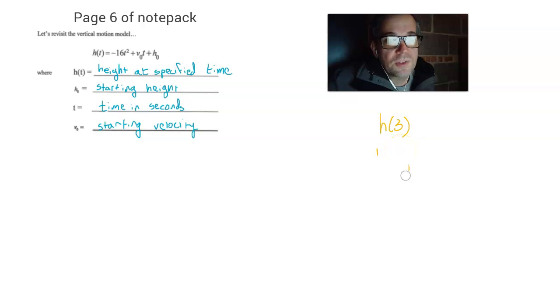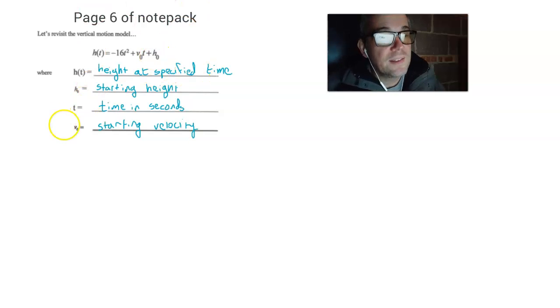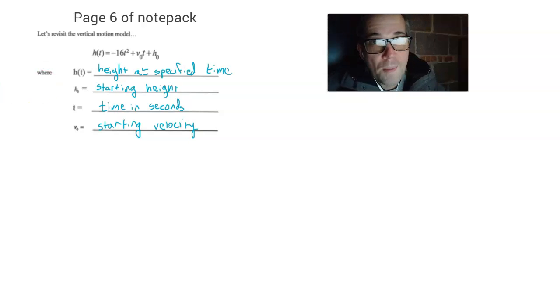H sub 0 is the starting height. All problems begin when you have stuff flying in the air. There's always a moment where they get put into the air and they have an initial starting height. That's what h sub 0 represents. T is the time in seconds, and v sub 0 is the starting velocity, the starting upward or vertical velocity. So hopefully you remember that stuff. We're going to go ahead and complete some of these examples on page 6.